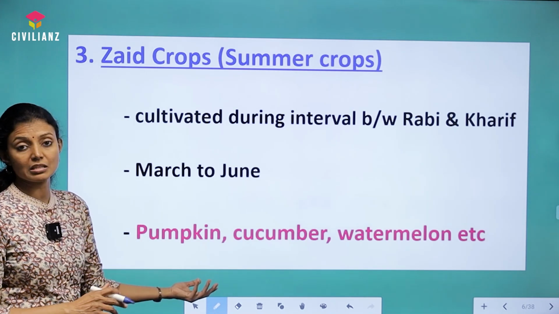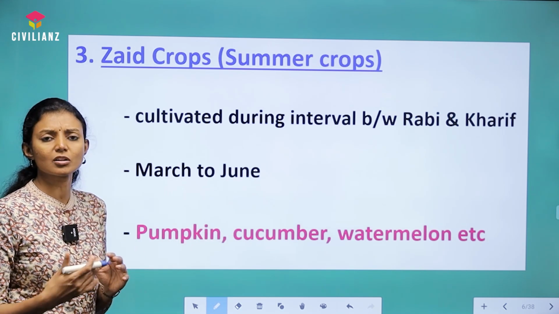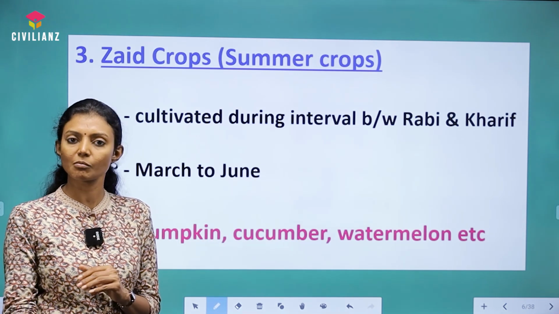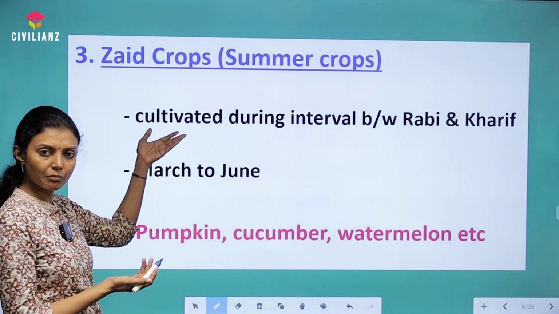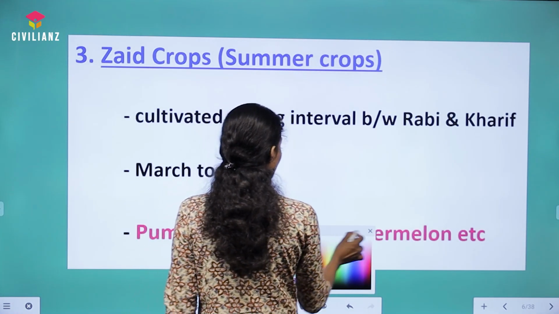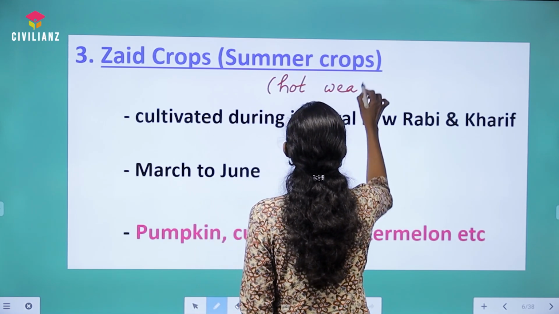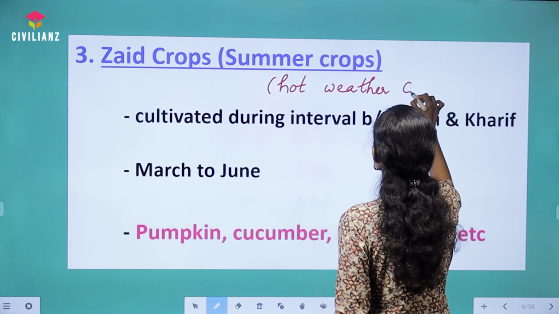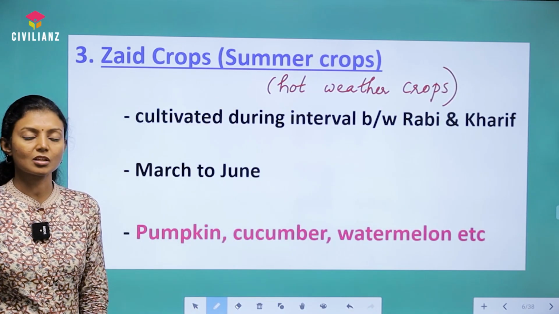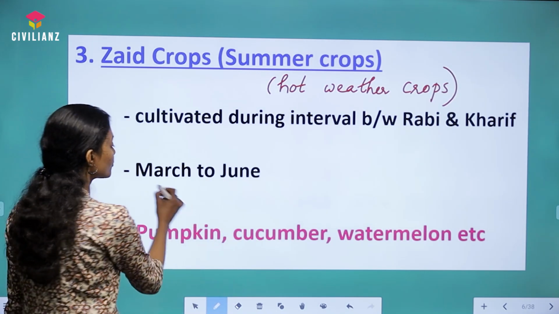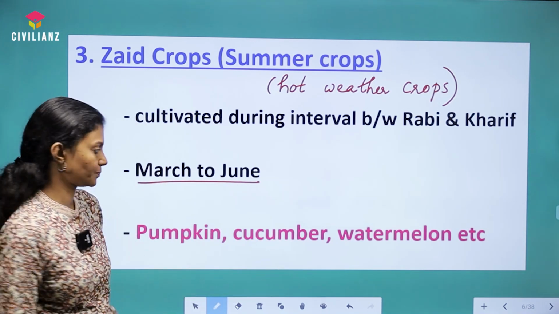And the famous examples are, as we all know, pumpkin, cucumber, watermelon. We all consume a lot of watermelon during the summer season. So it is basically a summer crop. So you can call it a summer crop, also hot weather crop. You may come across these names in numerical problems. So hot weather crops, Sayat crops or summer crops, which are cultivated during an interval from March to June.